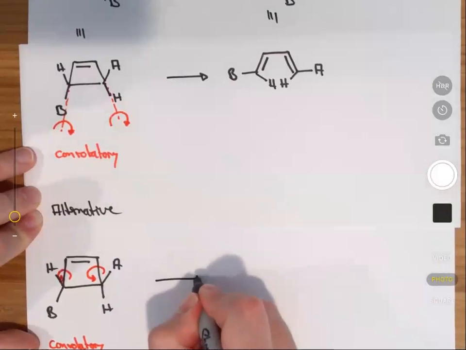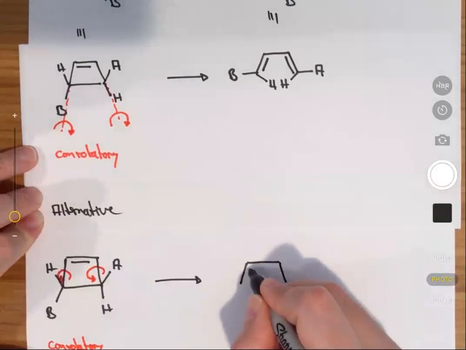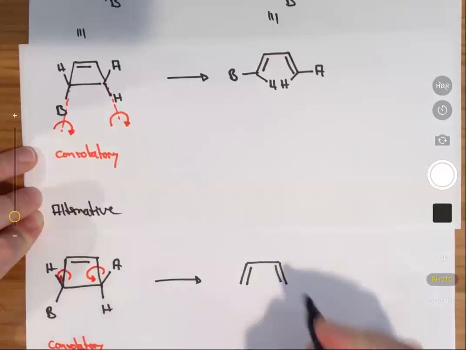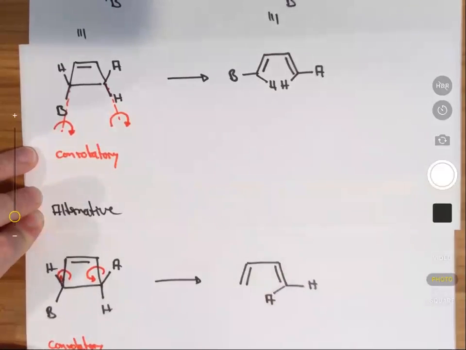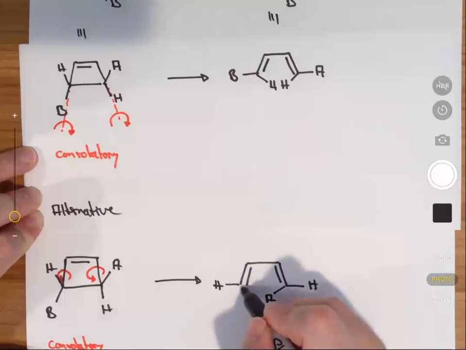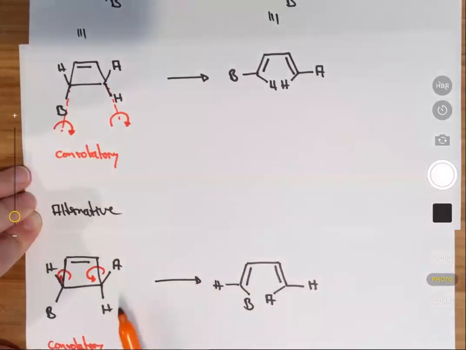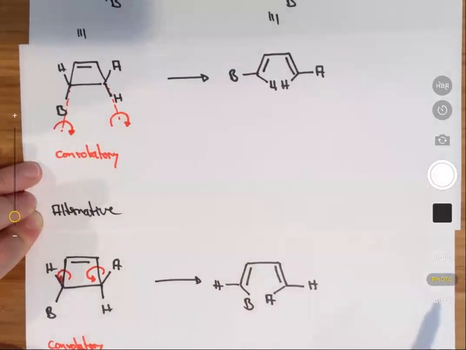Now, if you follow this through, then you would still get a butadiene, but if you rotate anti-clockwise, the A comes now to rest in the middle. So you have A here and your hydrogen outwards. And if you rotate this anti-clockwise, the hydrogen points outwards and your B points to the center. Now, this is an allowed transformation. So these are basically both okay, just based on the orbital analysis.